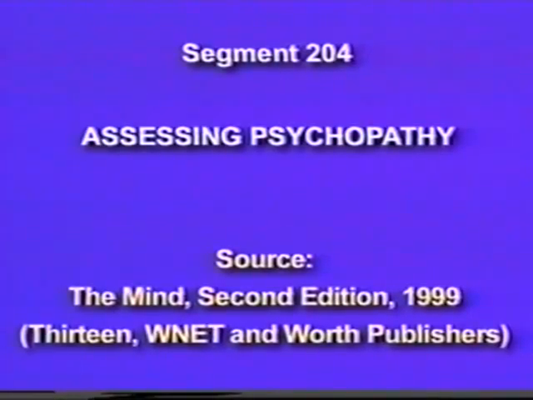This segment, which is also presented on the student CD-ROM, offers a clinical picture of psychopathy and demonstrates a leading tool for assessing this antisocial pattern. The segment focuses on the work of Robert Hare and on the Hare Psychopathy Checklist, and considers how well clinicians can predict criminal behavior or violent behavior.